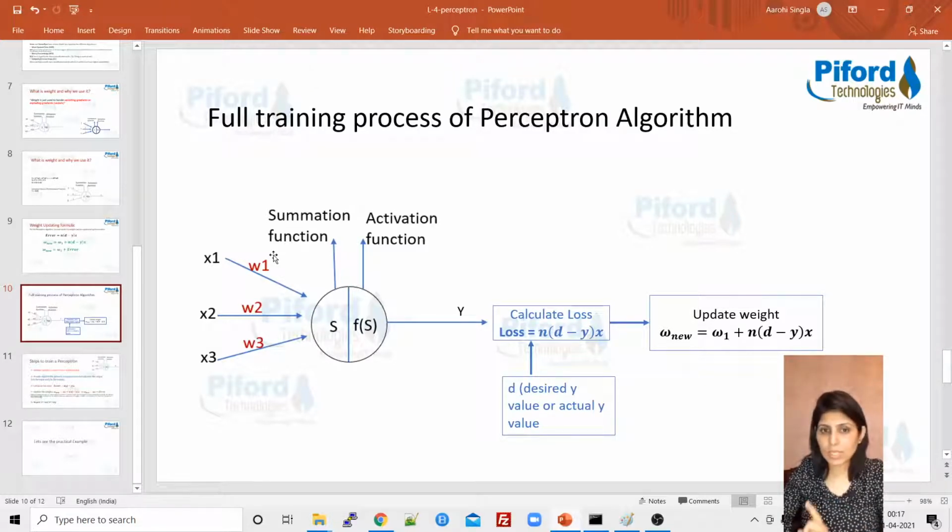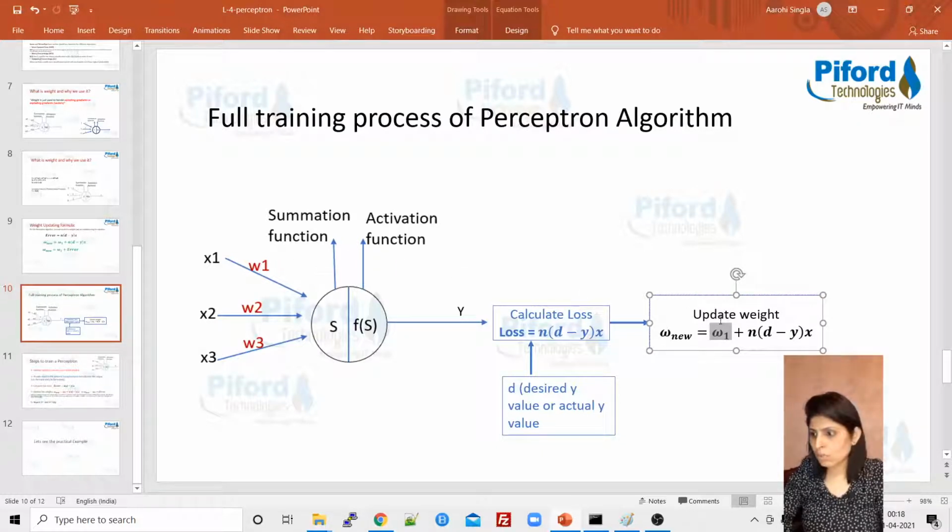Initially we have initialized random values over here, but on the basis of this loss function which we have calculated over here, on the basis of that error, we will update the weight. So let's suppose I want to update the weight value of W1. What will be the formula for it? W1 simply means the old weight of W1, right? So let's suppose the old weight is 1. So that means 1 over here plus n.